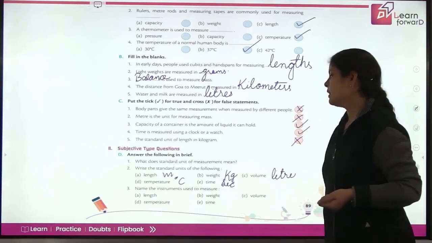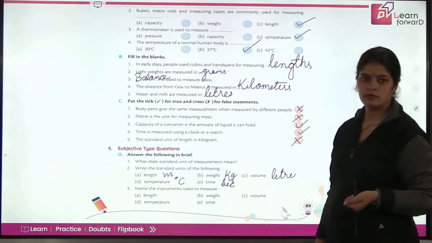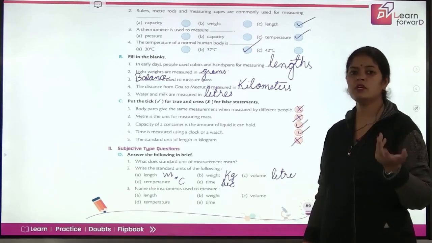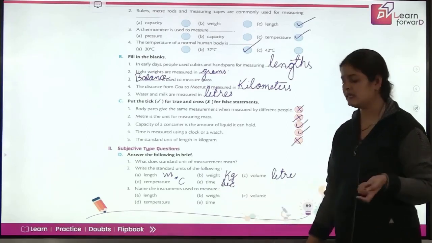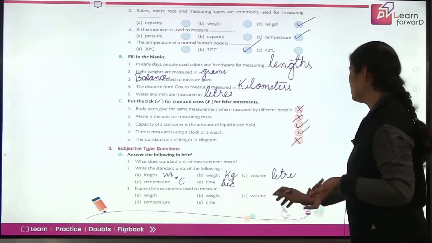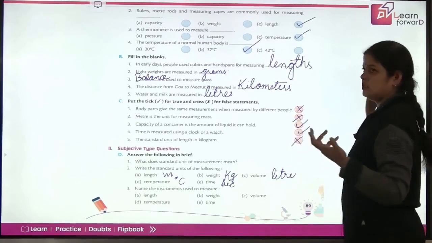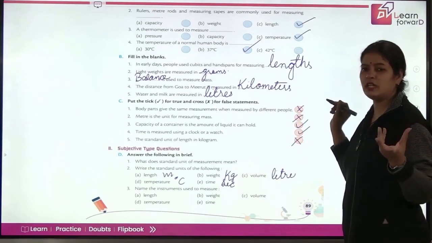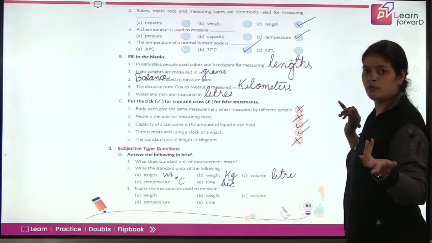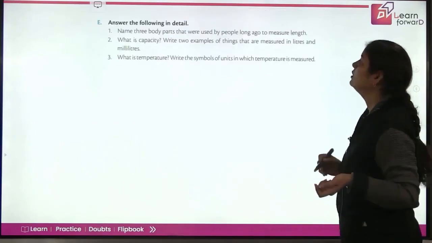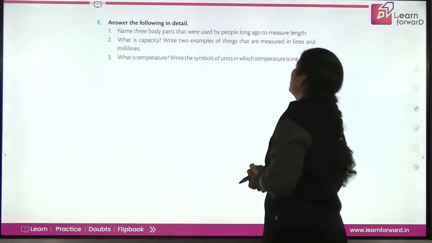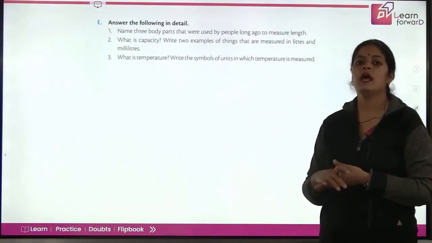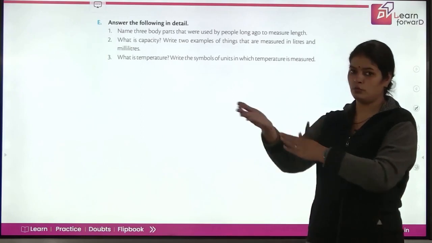Name the instrument used to measure length. Maybe inch tape, maybe measuring scales. Temperature, thermometers. Weight, balance. Time, watches and clocks. Volume, maybe different containers with marked measurements, maybe measuring cylinder. Answer the following. Name 3 body parts that were used by the people long ago to measure length. Handspan, footspan, and cubit.